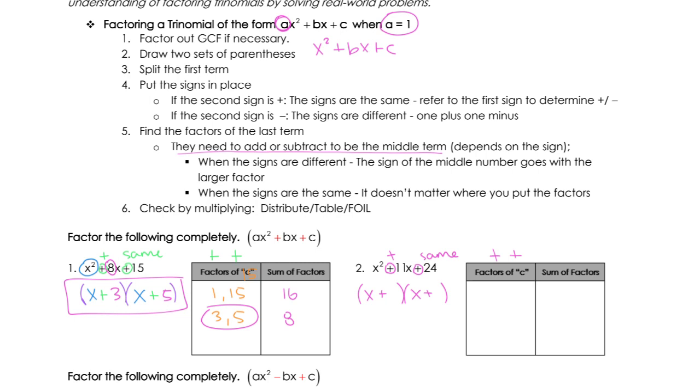Now, I need factors of 24 that add to 11. So factors of 24 would be 1 and 24, 2 and 12, 3 and 8, 4 and 6. Now, if I start adding them together, 1 and 24 makes 25, 2 and 12 makes 14, 3 and 8 makes 11. So boom, there's the ones I need right there.